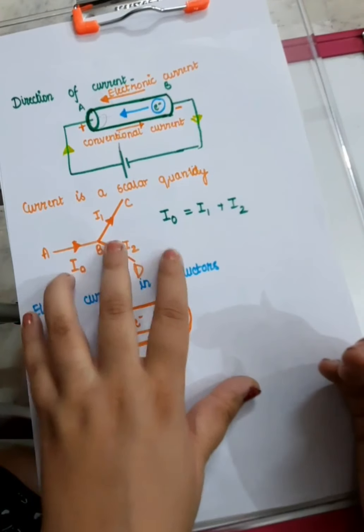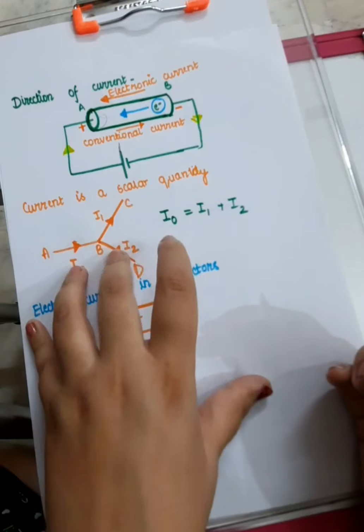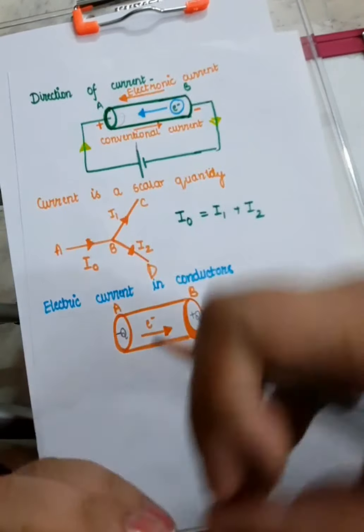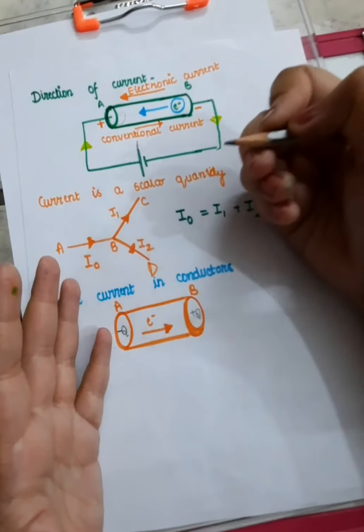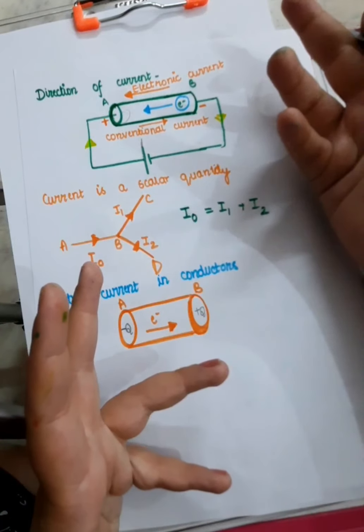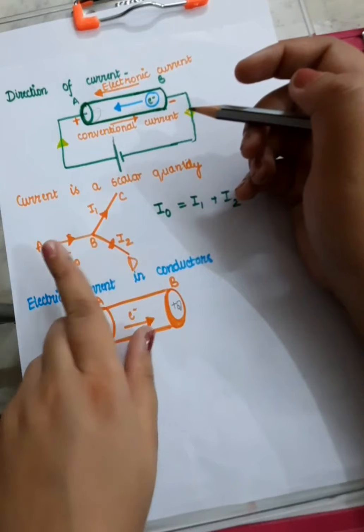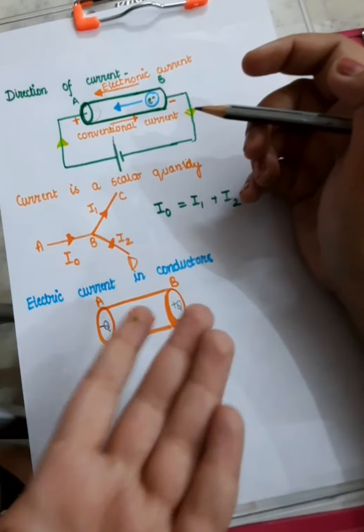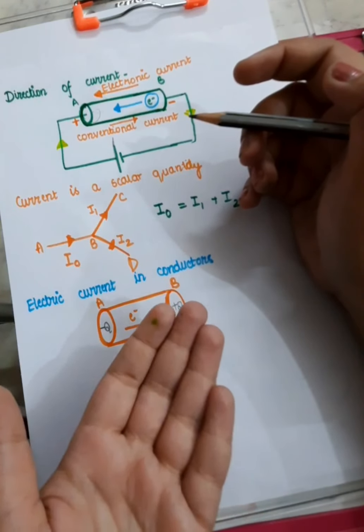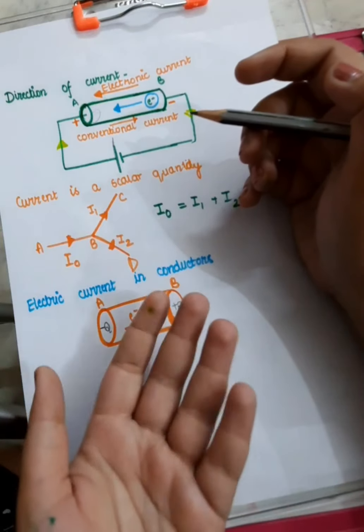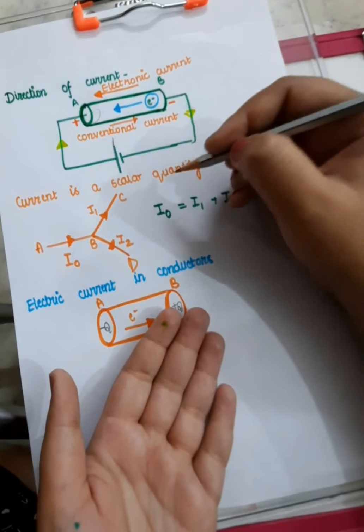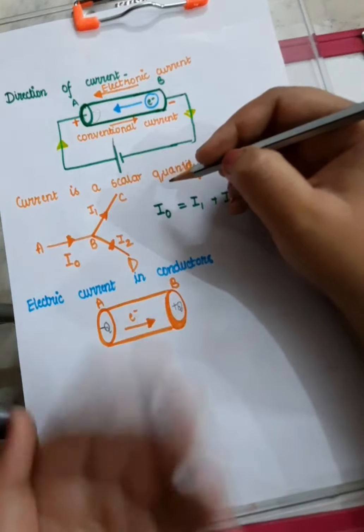If some current is coming over here and it is distributing itself into two wires, so doesn't matter, आप wires को किसी भी angle पे रख दो, किसी भी orientation में रख दो, current I naught is equal to I1 plus I2. This means the current is not dependent on the orientation of wires. It is simply added like scalars. So that's why we consider it as a scalar quantity.